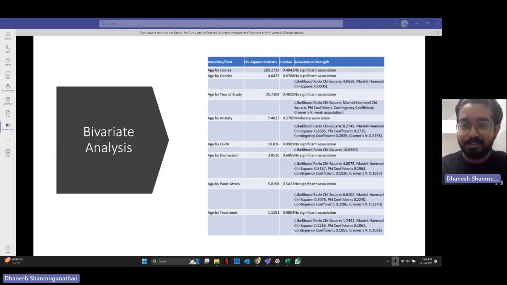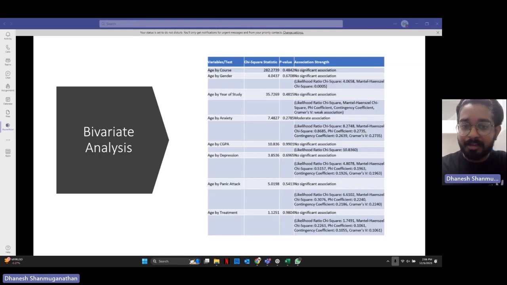The chi-square statistics are all over the place because a few of the variables are not significantly associated. As we can see for age by course, it's just 0.4842. The p-value must be closer to 0.05 in order for there to be a significant association. So course and gender don't have any significant association as it's above 0.2.